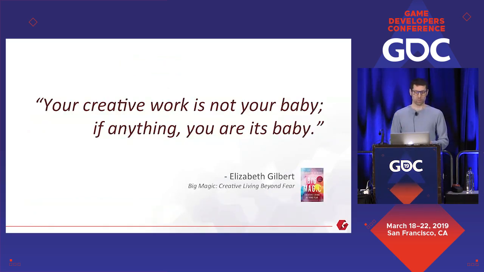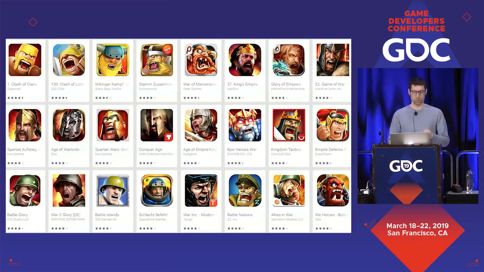Another point of view from Elizabeth Gilbert is that your creative work is not your baby. She says, if anything, you are its baby. In other words, what you make defines you and helps you grow. You are a product of your works. So if you're making a game, wouldn't you rather be the product of something original? Or you can make a game where the icon is a yelling man. It's up to you.